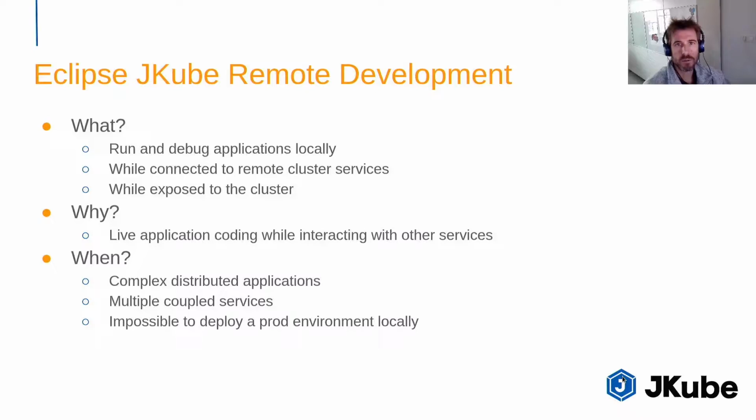So in today's demo, I'm going to talk about the new JKube remote development feature, and basically this feature lets you run and debug applications locally, so in your local machine, while still being able to consume services that are only available in your cluster, and also while being able to expose your locally running application to the rest of services that are in the cluster. The main purpose of this feature is to make the inner loop development cycles shorter by allowing you to live code your application while still being able to interact with other services in your cluster.